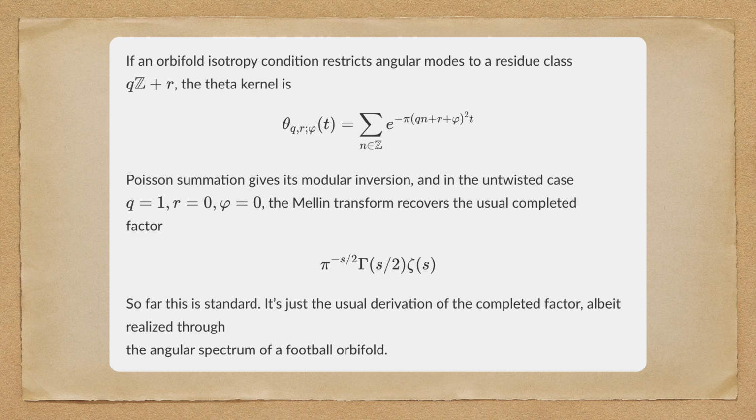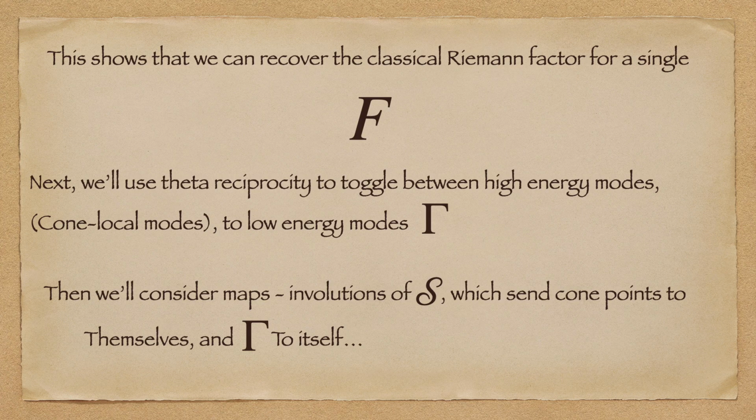So this is relatively standard. It's just the usual derivation of the completed factor, but we've gone about it in a slightly different, more geometric analytic way. So this shows that we can recover the classical Riemann factor for a single football orbifold. Next, we'll use the theta reciprocity to toggle between high energy modes, these are the cone local modes, to low energy modes, which we'll see to be gamma.